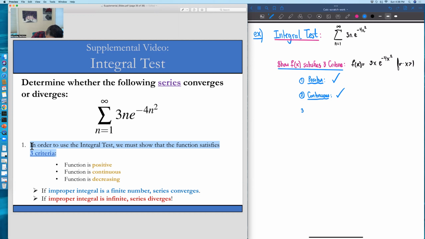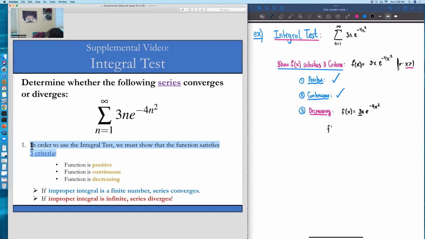The next thing is where we're going to do a little bit of work. We need to show that this function is decreasing for x values greater than 1. Or really, we need to show that it's always decreasing, at least from some finite x value onwards. So we're going to start with our function. f of x is 3x times e to the minus 4x squared. And we're going to take a derivative of this and show that the derivative is always negative for x values greater than 1. So let's take a derivative of this function.